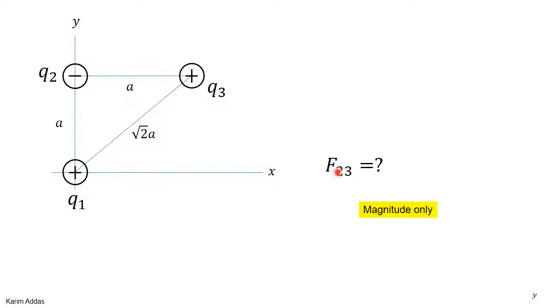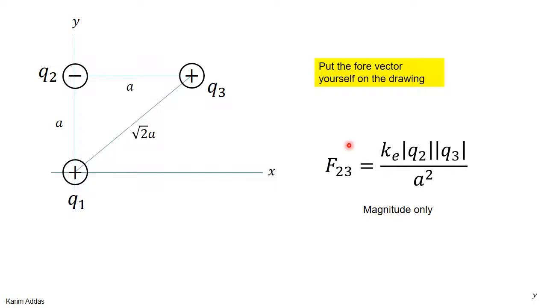So the first thing we said we're going to ask for is the magnitude of the force on 3 due to 2. I don't care about signs. I just want a number, a positive number, the magnitude. And of course, we know the magnitude of the force between two charges is Ke times the magnitude of the first, magnitude of the second, over the distance squared. So it's very easy to get the magnitude. And then the next step is you put the force vector yourself on the drawing.